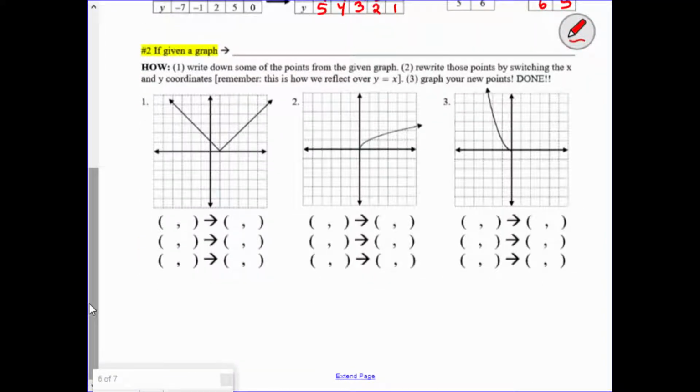What if you're given a graph? So let's say instead of being given the points on a chart or with a set of ordered pairs, you're given the graph, the representation of that. What you're going to do is find 3 plus, that means 3 or more points on the graph.